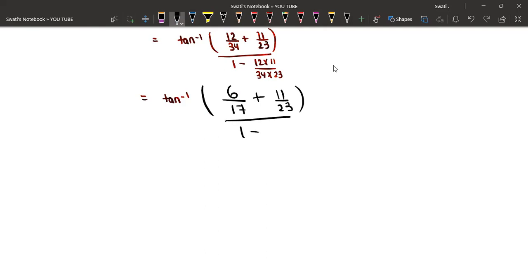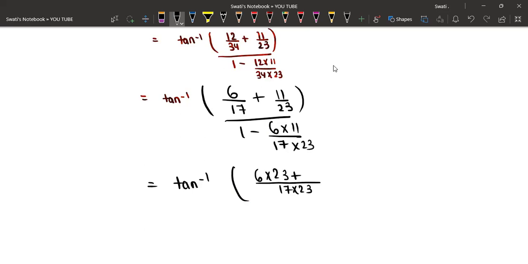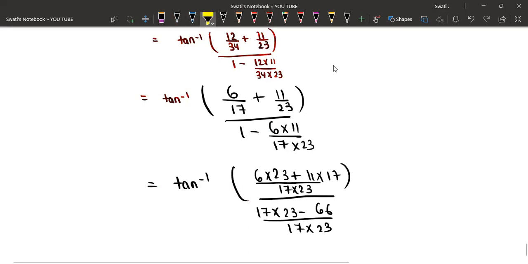And this will become 1 minus, again, here it will become 6 times 11 upon 17 times 23. Now, if you simplify this further, it is tan inverse. If you take LCM here, it is 17 times 23. And then of course, 6 times 23 in the numerator plus 11 times 17. And in the denominator, we have 17 times 23 minus 6 times 11, that is 66, and then upon 17 times 23, right? Now clearly, I can cancel this and this.